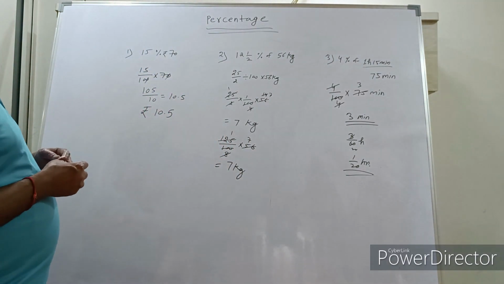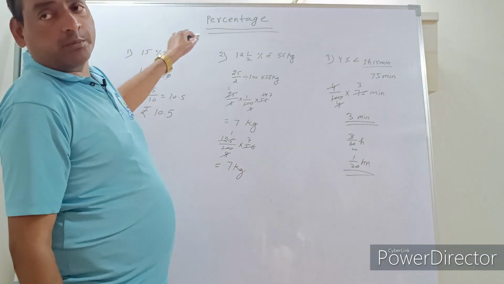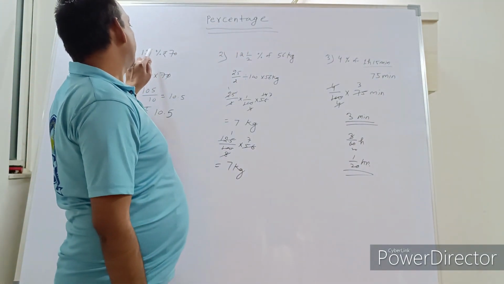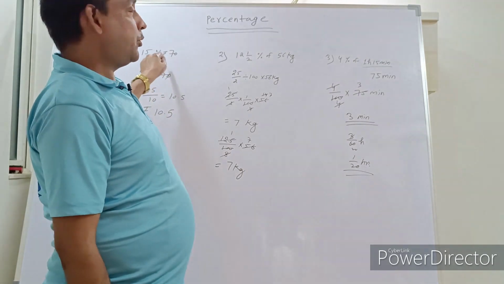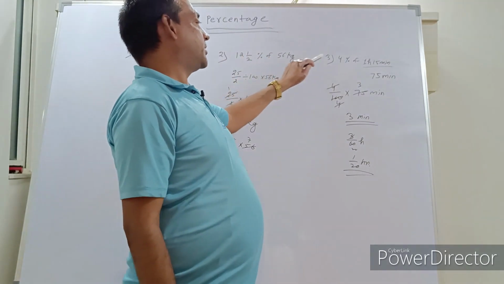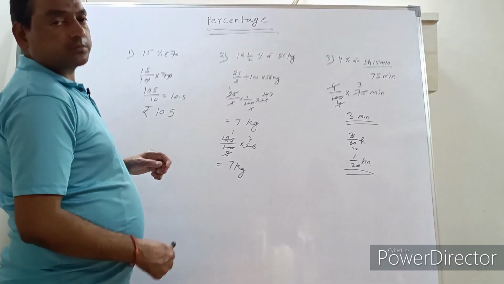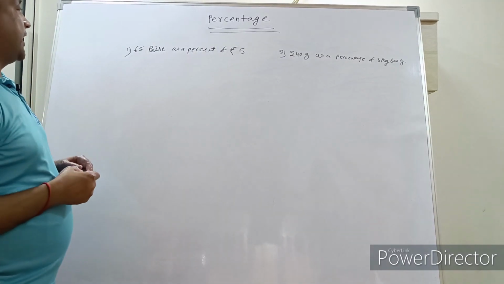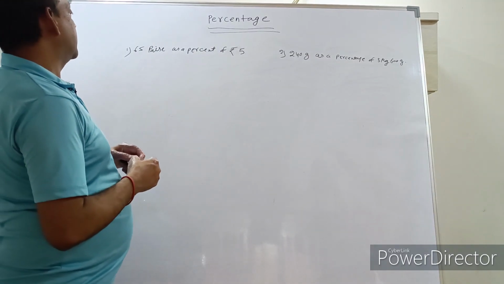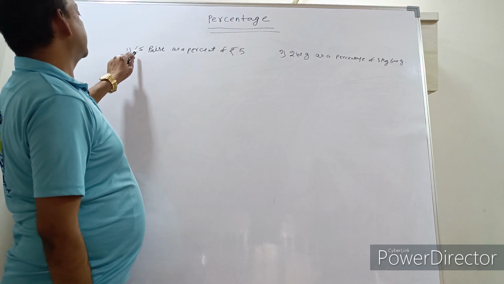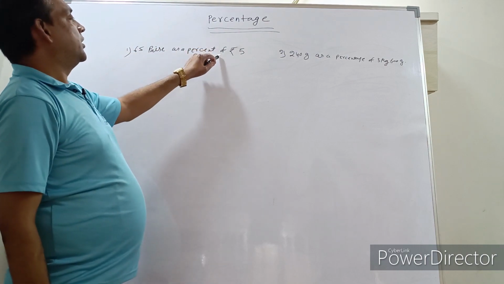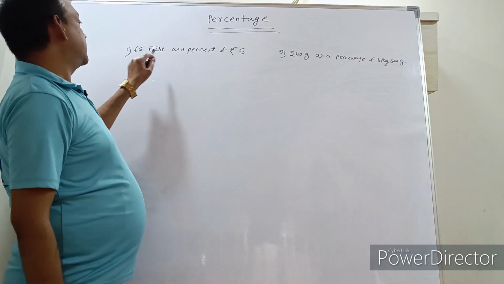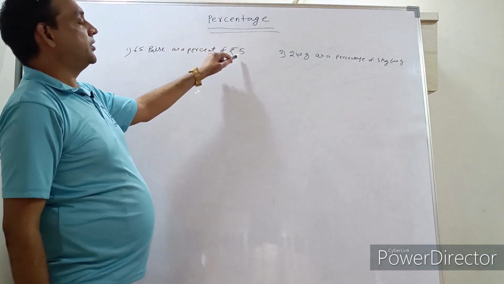Okay, so for any value given, if they give a percentage, you simply take the percentage upon 100 and multiply by whatever value is given. Okay, the next type is where you have to express the first quantity as a percentage of the second one.